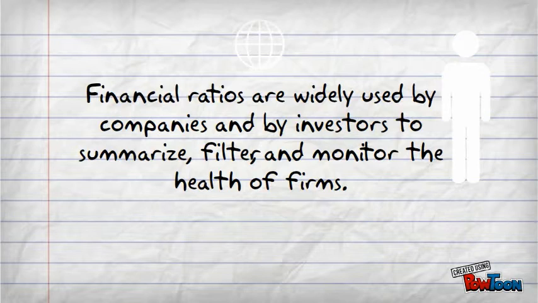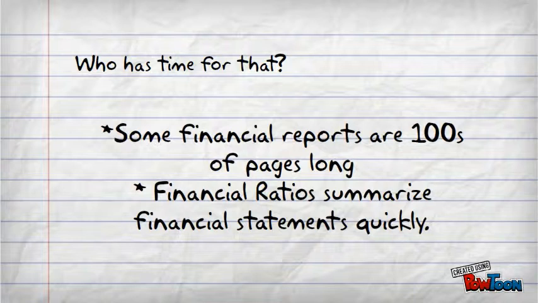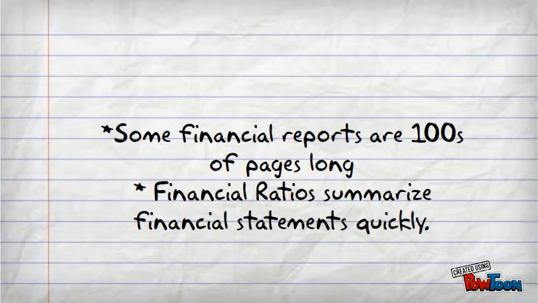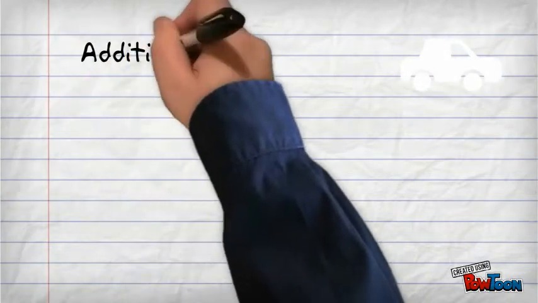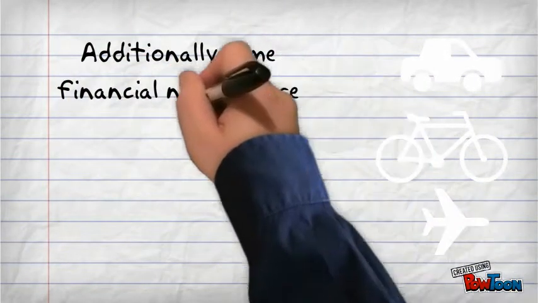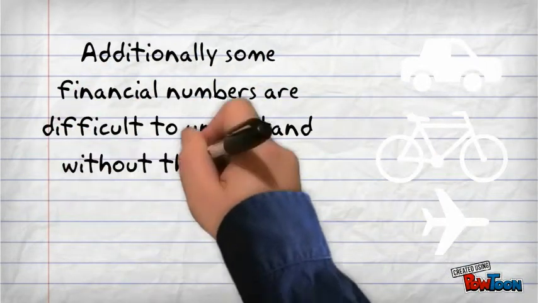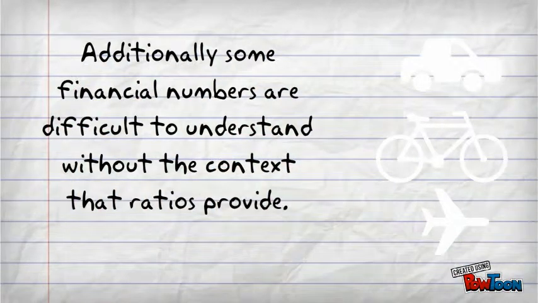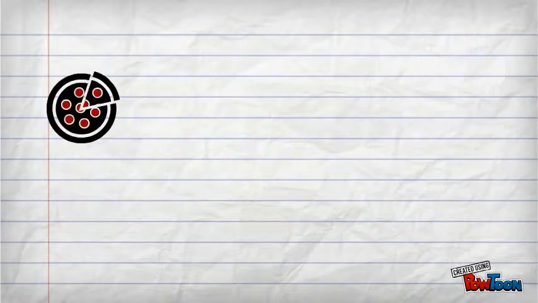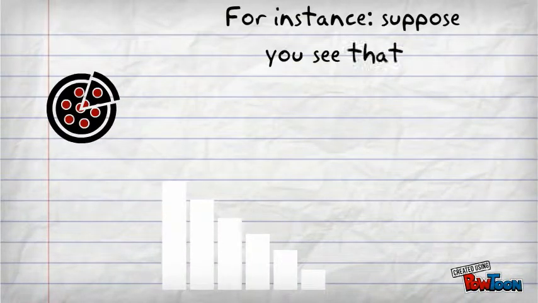So financial ratios are very widely used across the world by companies and by investors to summarize, to filter, to monitor, and to investigate the quality and health of firms. Ratios are very useful. They help summarize many pages of data into a single number that helps us understand things much more quickly than we can in other ways. They're also used to help screen firms. We can filter, look through lots of areas, and pick a couple of companies that have the things we're looking for.